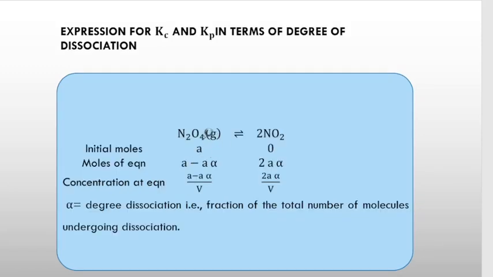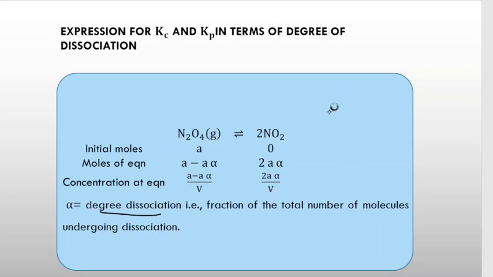Suppose we consider N2O4 gives rise to 2NO2. Let us suppose that A is the number of moles of N2O4 that we have taken in the vessel, and initially we don't take any NO2, so its moles are 0. Now listen carefully. Here we are going to introduce a new term that is called degree of dissociation. What is meant by degree of dissociation?